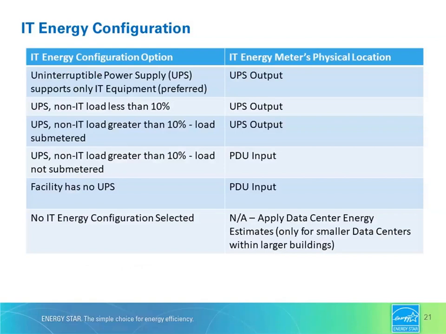This is a summary of the IT energy configuration options in the drop-down menu in Portfolio Manager when you enter that use detail, and the corresponding physical location for the IT energy meter in each case. So for the first 3 scenarios, they all show the meter at the UPS output. These include situations where your UPS supports only IT equipment, if it supports non-IT equipment but at less than 10% of the total load, or it's more than 10% non-IT equipment, but that non-IT load is submetered and excluded.